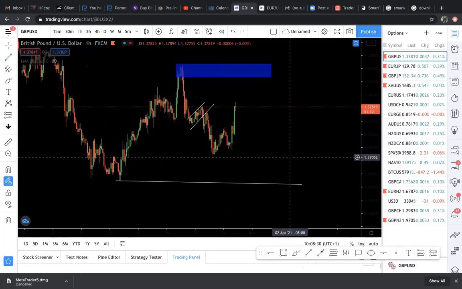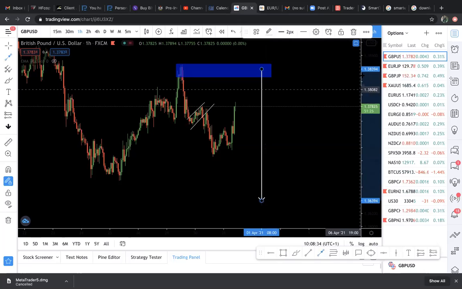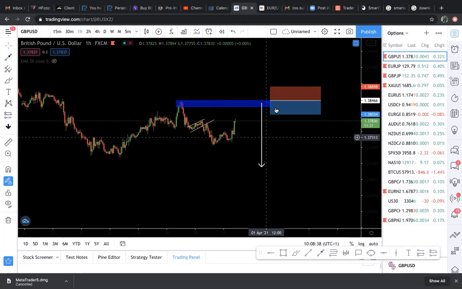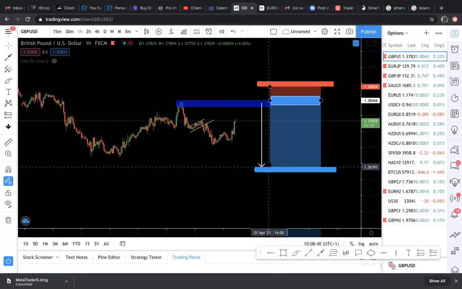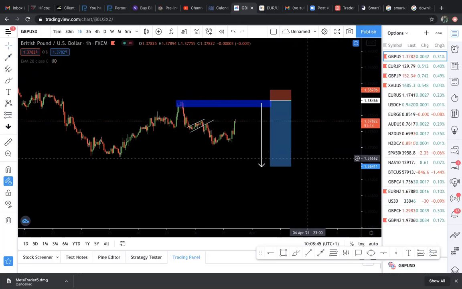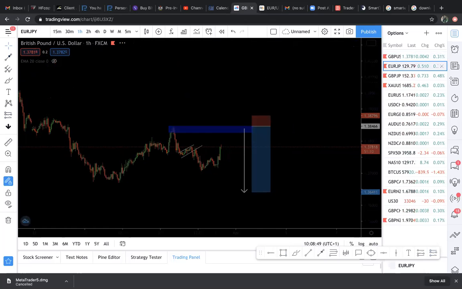The setup still remains the same on EU, so we're still looking to go short on EU. So let's wait for that rejection. You might use the 2 hour, 4 hour, 1 hour, 15 minutes, whichever one you use for executing trades, and take it when you see your trade entry. I'll be paying close attention to this.